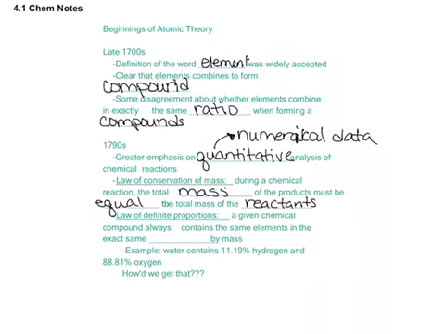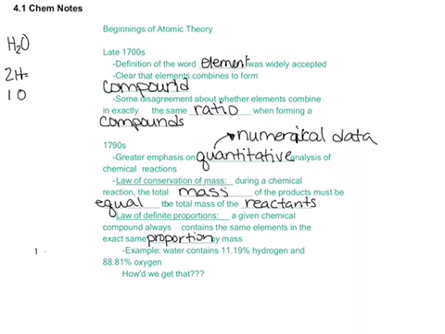So this also brought about the law of definite proportions. And this says a given chemical compound always contains the same elements in exactly the same proportion by mass. So, for example, water contains 11.19% hydrogen and 88.81% oxygen. So, how did they figure that out? When you look at the chemical formula for water, we have the formula H2O, so that means we have 2 hydrogens and 1 oxygen.